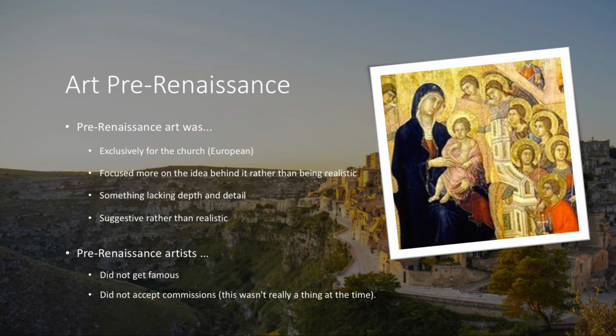So, art before the Renaissance in European culture was mostly for the church, and a lot of the art focused on the idea rather than focusing on the details and being realistic. And all the art lacked depth and detail and lighting, and it was more suggestive than realistic. And pre-Renaissance artists typically did not get famous. They mostly just did stuff for the church.